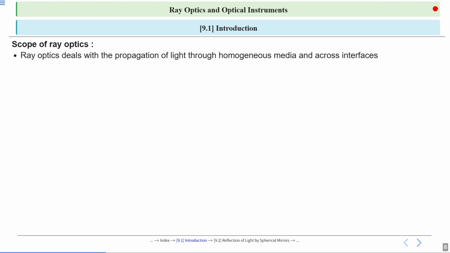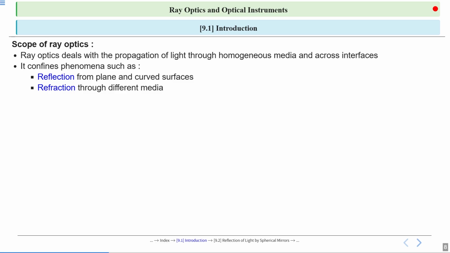So ray optics deals with the propagation of light through homogeneous media and across the interfaces. It covers phenomena such as reflection from plane and curved surfaces, from plane mirrors, spherical mirrors, from any type of surface. Refraction through different media; media is the plural of medium. Dispersion of light into constituent colors. White light is formed from 7 colors, so dispersion of light into 7 constituent colors.